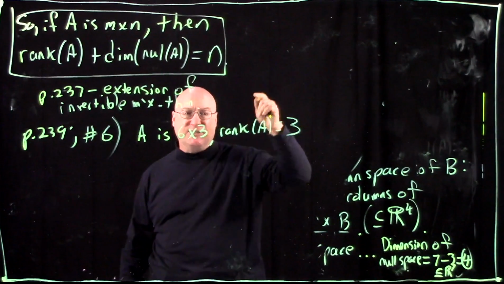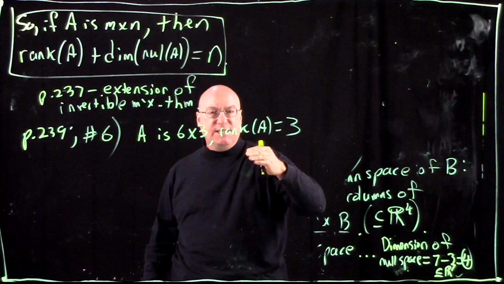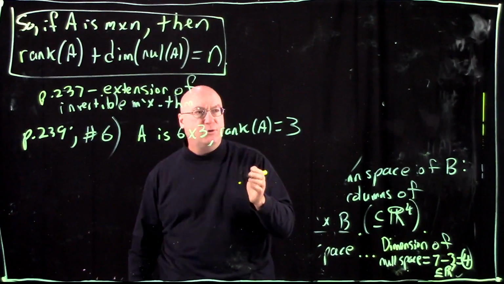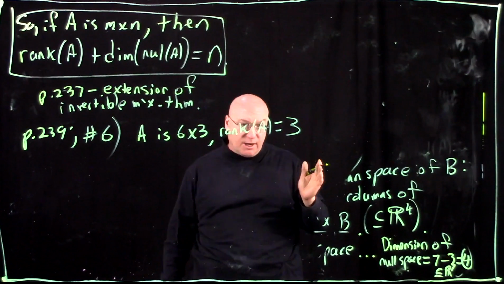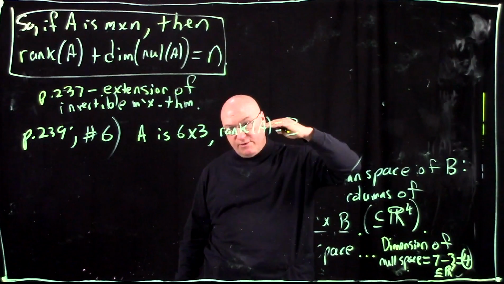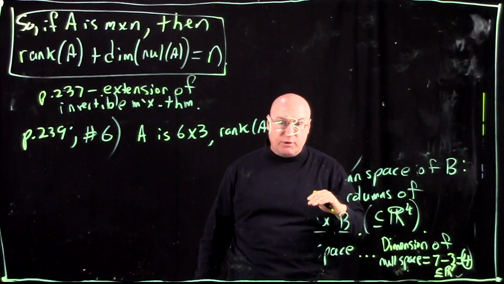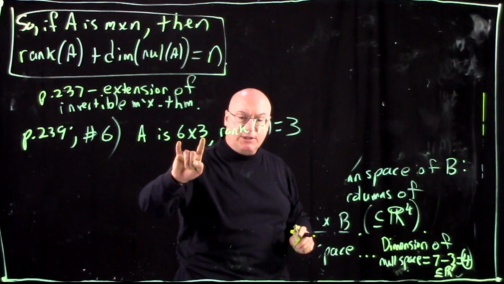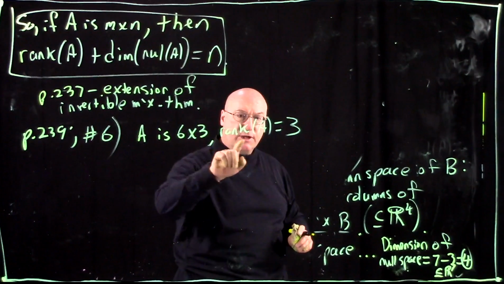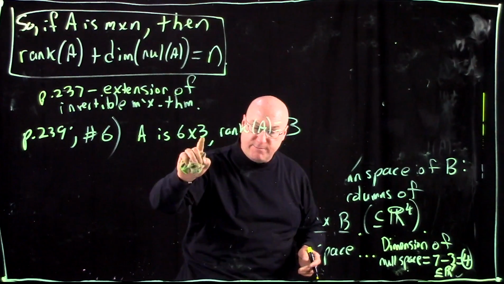Okay, but the highest a rank can be: since it's equal to the number of pivot columns, it can never be more than the number of columns in a matrix. Since it's equal to the number of non-zero rows in the row echelon form of the matrix, it can never be more than the number of rows. So the largest a rank can be is the smaller of these two numbers. Here we see that the rank is 3, so it's hit its maximum limit.